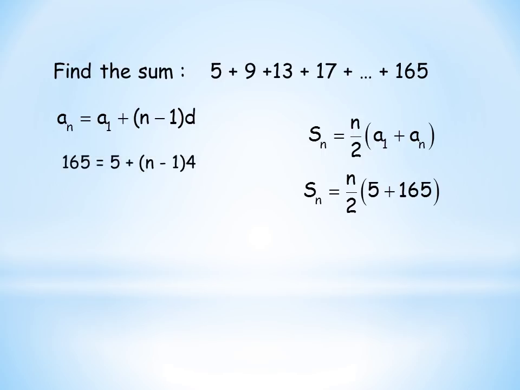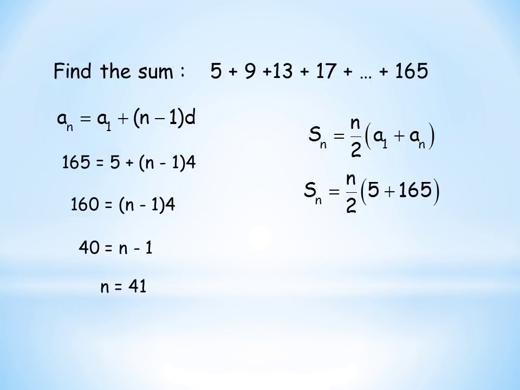Well, I know my last term is 165. I know my first term is 5. I don't know how many terms there are, so this will still be n minus 1. But I can see from the sequence that I'm going to be adding 4 every time, so I know my common difference is 4. My only variable is n, so I can go ahead and solve this equation, and I know that n is 41.